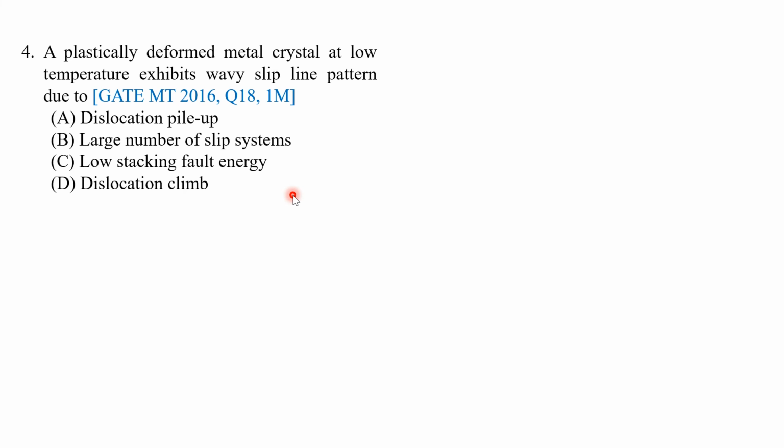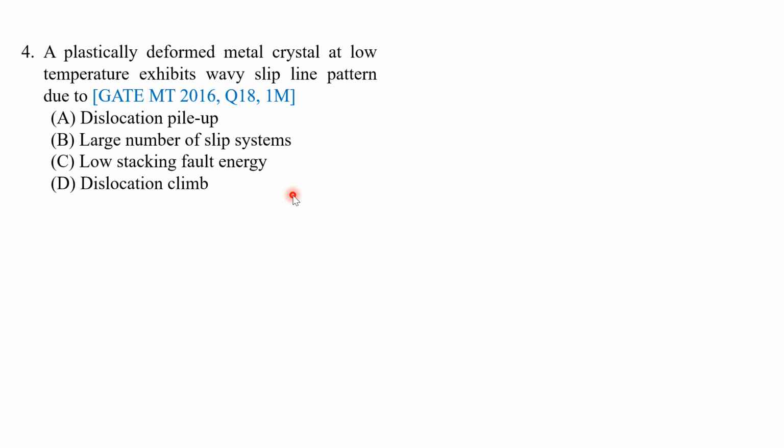If we have gone through the concepts of stacking fault defects and cross slip and climb, lower stacking fault energy materials will have wider stacking faults and have more difficulty in carrying out cross slip and climb. Therefore, we can say that stacking fault energy basically modifies the ability of a dislocation in a crystal to glide onto an intersecting slip plane. That is what stacking fault energy does. Next, there are a large number of slip systems and dislocation pileup.